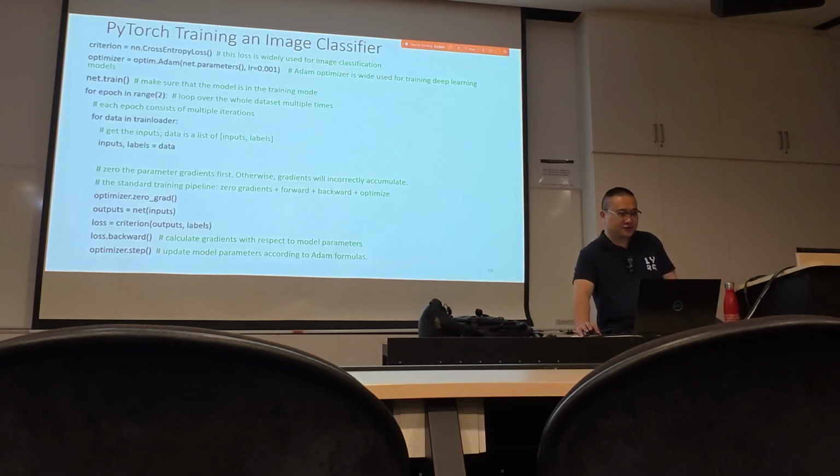The loss function is cross-entropy loss. We don't need to go into the details. Just call the API, and the API will create the loss function for you. So right here, cross-entropy loss.